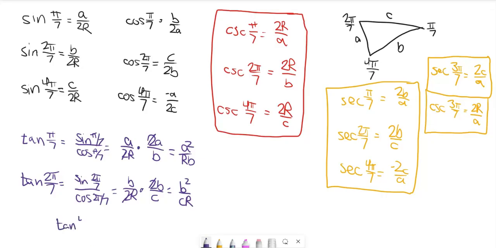And the tangent of 4 pi over 7 is going to be the sine of 4 pi over 7 over the cosine of 4 pi over 7. We get c over 2r times the reciprocal, so it'll be 2c over negative a. The 2's will cancel, and we get negative c squared over ar. So those are our three tangent ratios. Let me clear the screen so we can have space for the next part.